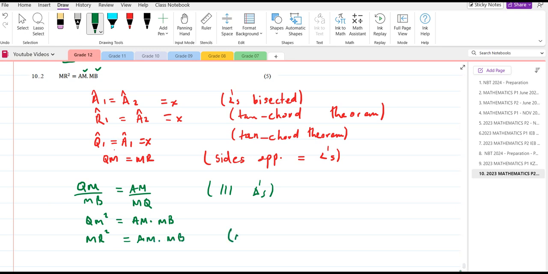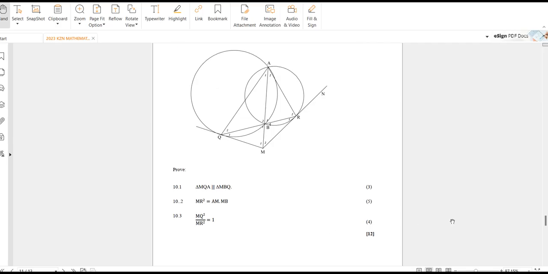Because QM is equal to MR, right? We just proved that now. So perfect, simple, wasn't so bad. Moving on to the next one.